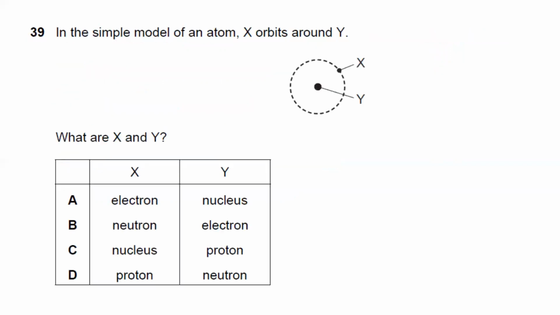Next question, question 39. In a simple model of an atom, X moves around Y. What are X and what are Y? X is something that is revolving around the nucleus, so these are electrons. Y is the nucleus. So Y is the nucleus and X is electrons. So answer A is the right choice we have over here.